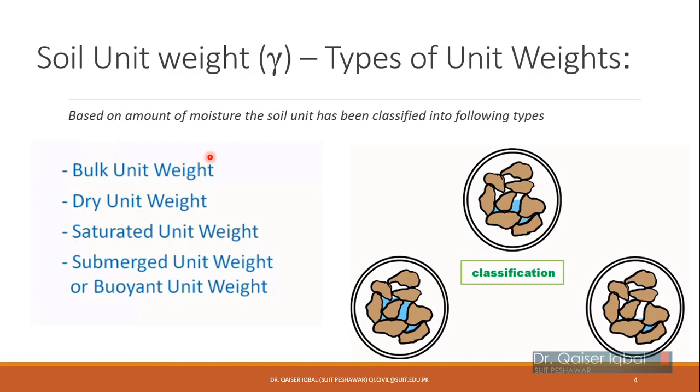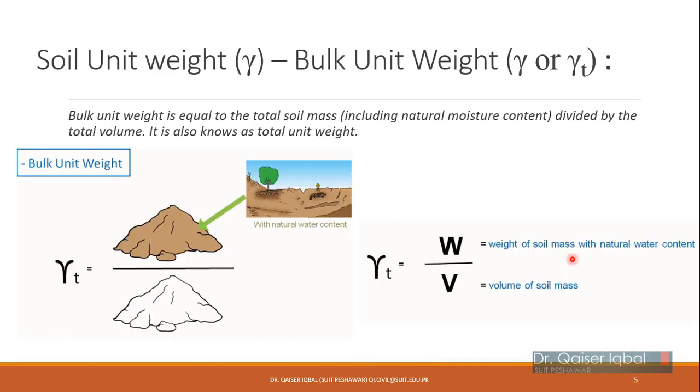Based on the amount of moisture, the soil unit weight is classified into the following types: bulk unit weight, dry unit weight, saturated unit weight, and submerged or buoyant unit weight. So we have 4 different types of unit weight based on the amount of saturation of the voids of soil. Now first, discussing the bulk or total unit weight. It is represented with gamma or sometimes gamma T, where T represents total. Gamma represents the unit weight in most of the books.